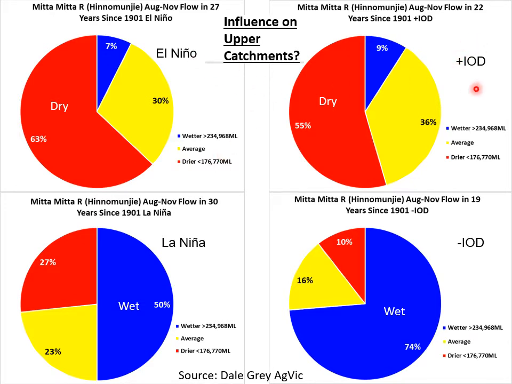The same with the Indian Ocean dipole when it's in its dry phase, it really has quite a strong influence of increasing the chance of lower flows. Higher flows are more likely in La Nina years and IOD wet years. So pretty much those climate drivers' fingerprints are all over not only farm rainfall, but also the runoff in our upper catchments.